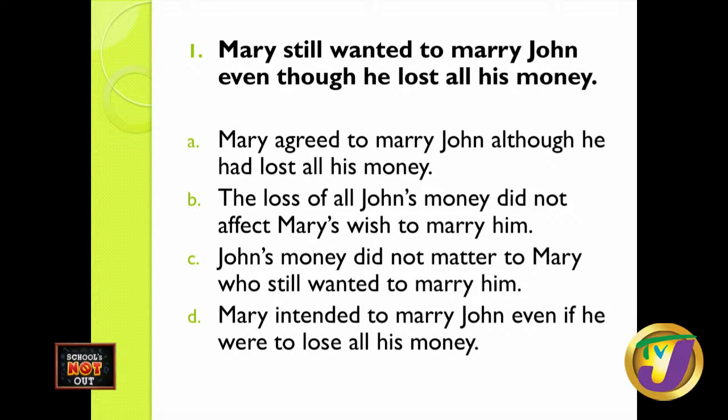Now let us see if we can find the sentence that is nearest in meaning to the original one. Is it A, Mary agreed to marry John, although he had lost all his money? Is it B, the loss of all John's money did not affect Mary's wish to marry him? What do you think about B? Let us look at C. John's money did not matter to Mary, who still wanted to marry him. Is C the equivalent sentence? Or is it D? Mary intended to marry John, even if he were to lose all his money. Which one do you think?